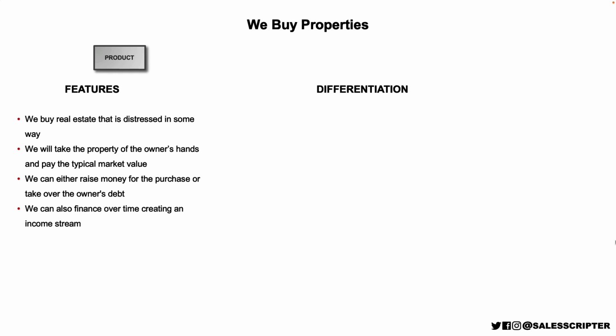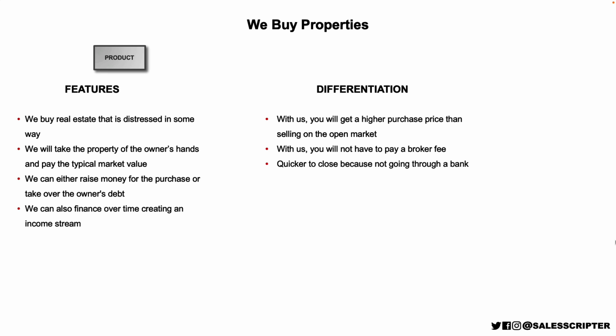In this case, this salesperson is different from property owners selling the distressed property on the open market. So how is this salesperson different from them? Well, with us, you will get a higher purchase price than you will selling it on the open market. With us, you'll not have to pay a broker fee. With us, you'll have a quicker close because you won't have to go through a bank. Of course, that differentiation is specific to this salesperson and might not apply to you, but maybe you can use this example to think of ways that you're different and start communicating that with your prospects and in your sales script.